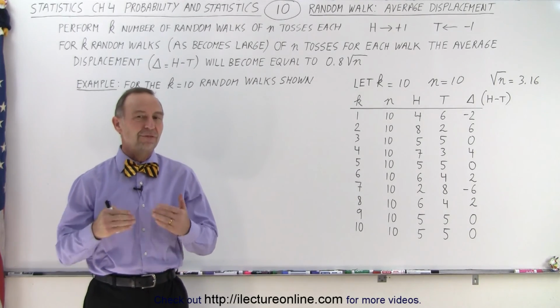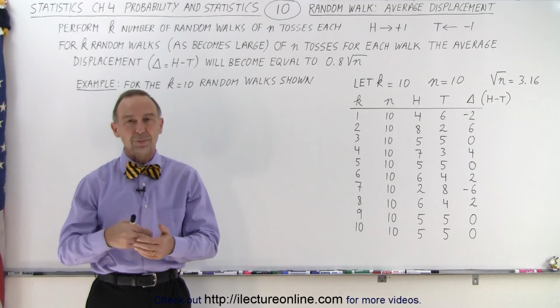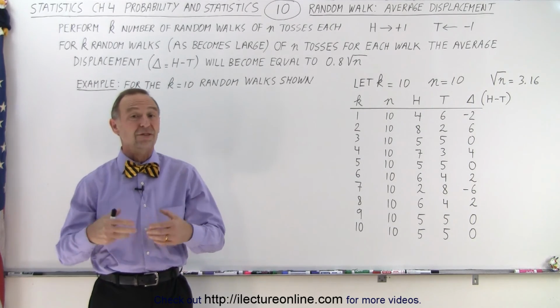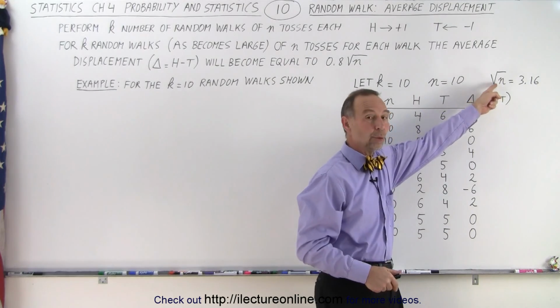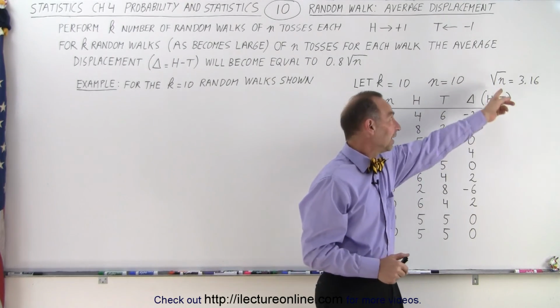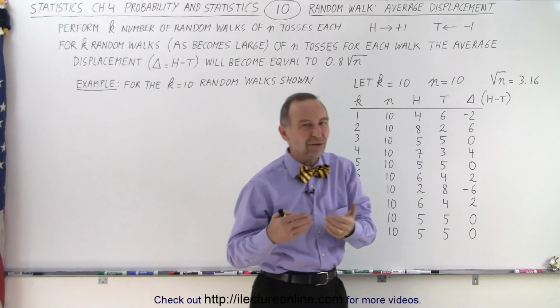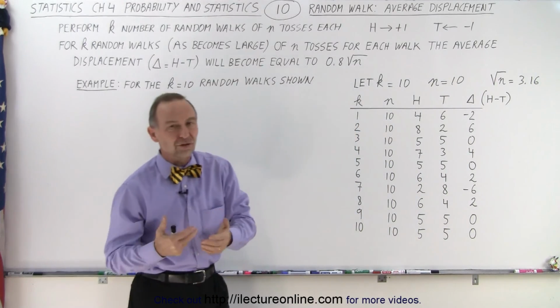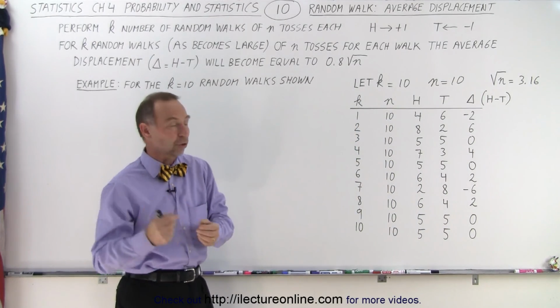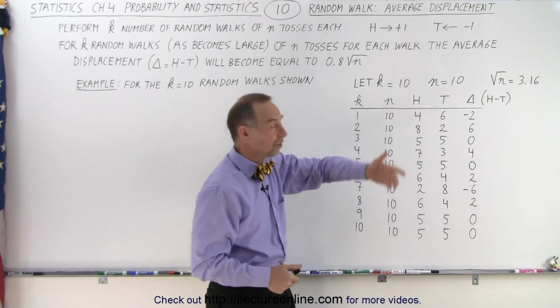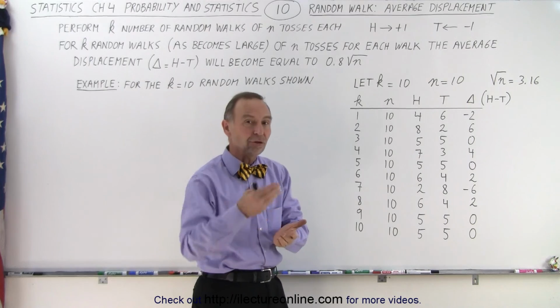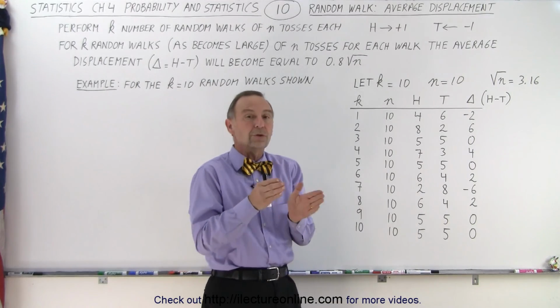We've learned in previous videos that if we do multiple random walks, what we can expect in each of the random walks is that the average displacement from the origin, from the point where you started, is equal to the square root of n, where n is the number of tosses for each random walk. For example, when you toss a coin and you have heads, you take one step to the right. If you have tails, you take one step to the left. And then after a certain number of tosses, where will you expect to be?